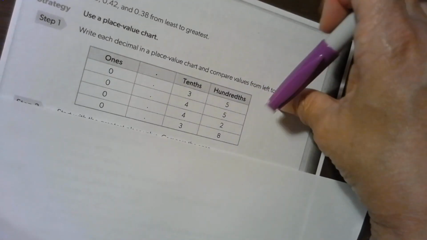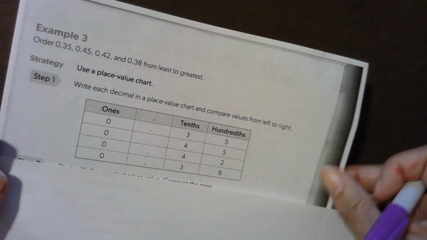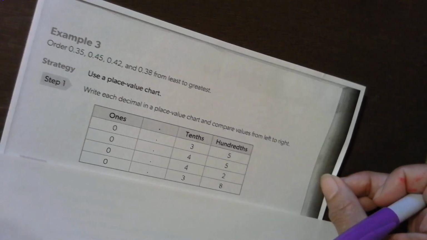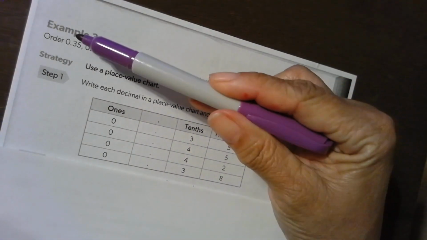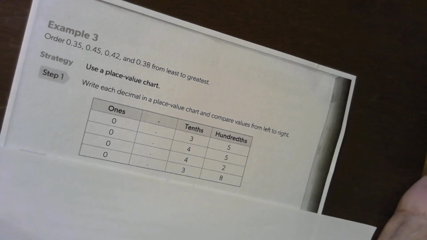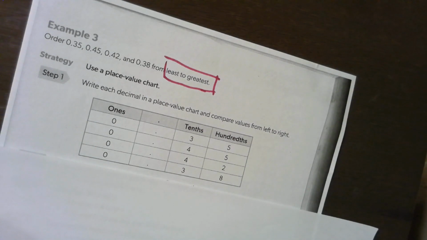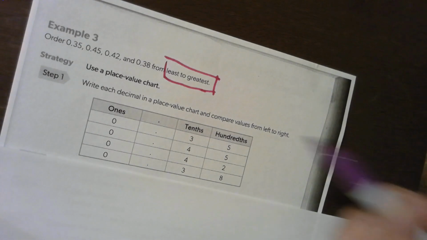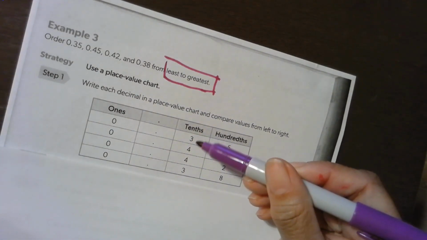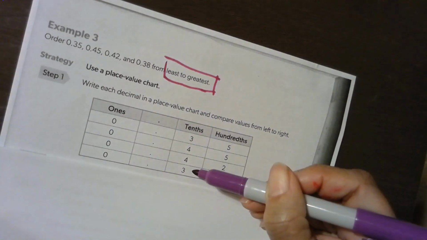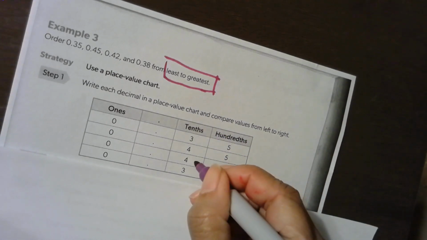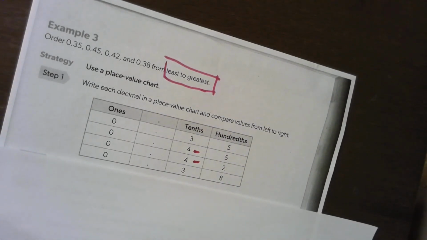So let's order the decimals. We have 35 hundredths, 45 hundredths, 42 hundredths, and 38 hundredths. We're going to order them from least to greatest. So we're going to put them in our place value chart. We've lined them up by the decimal point, and we're going to start here. Well, we have 3 and 3, so those are going to be the smallest. So these two are going to be out of contention.